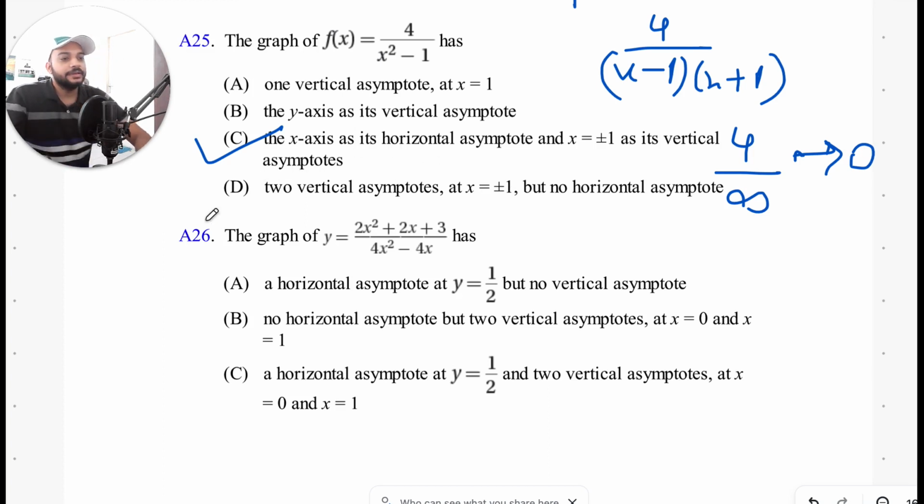Okay. A26. The graph of y is equal to (2x squared plus 2x plus 3) upon (4x squared minus 4x) has. Okay. This looks a bit complicated, but let's see. 2x squared plus 2x plus 3.